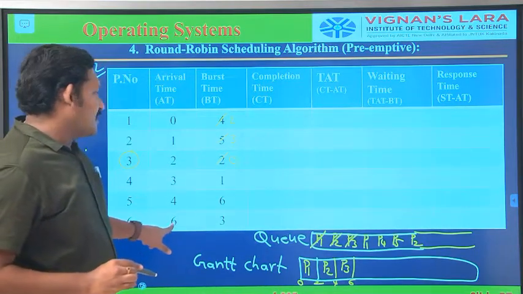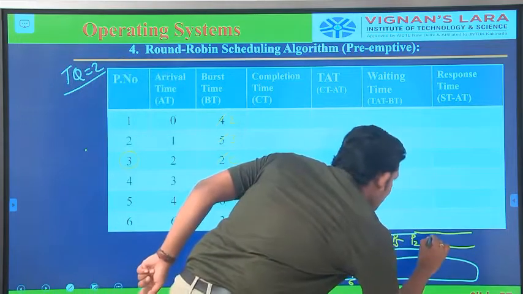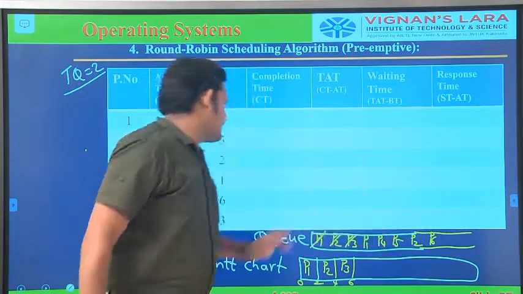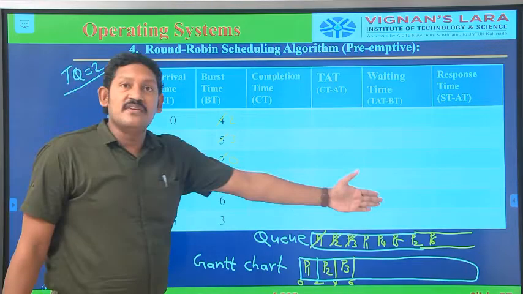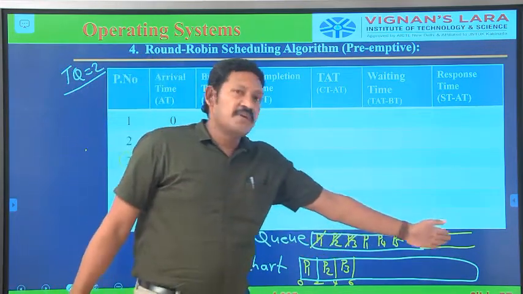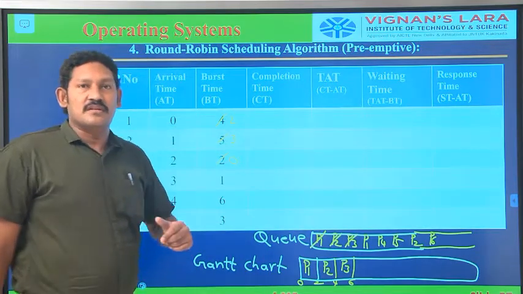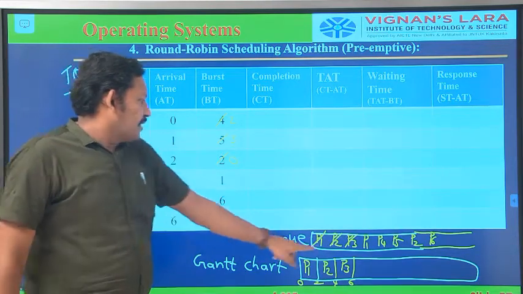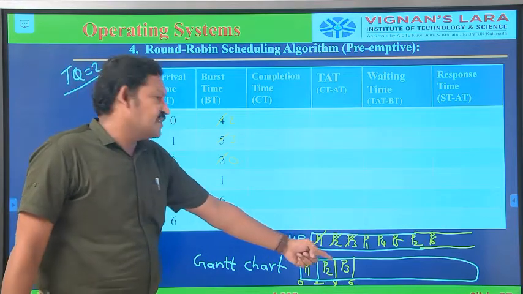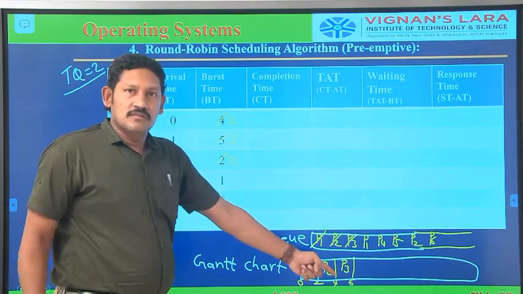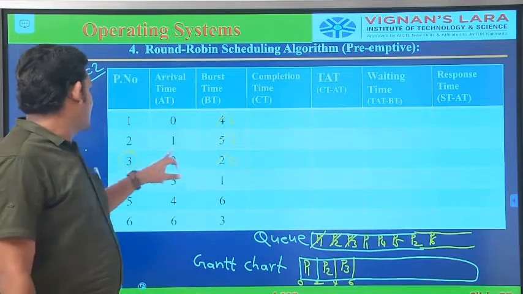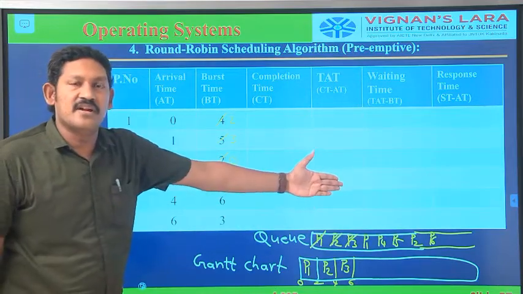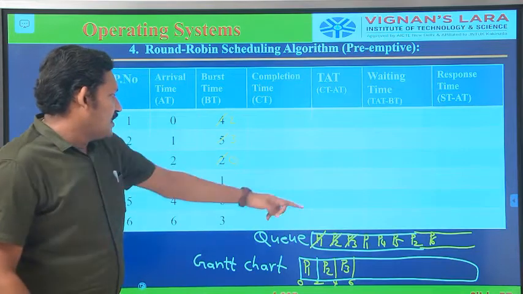At time interval 6, what are the processes available? P6 is available. If you see P1, 2, 4, 5, 6, P3 is already executed. That's why we will not write P3 again, because P3 has already completed its execution. Don't get confused. P3 was executed for 2 seconds, and its burst time is 2 seconds. That's why P3 has completed its execution. The remaining 5 are available and we have written all 5 in the queue. So as per the queue, next we have P1.